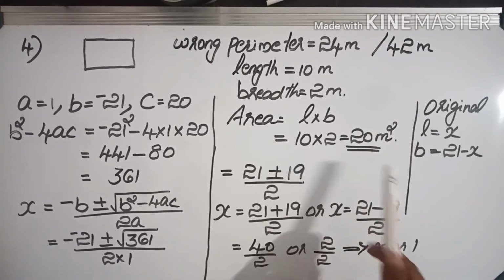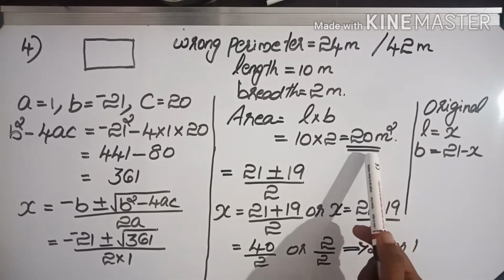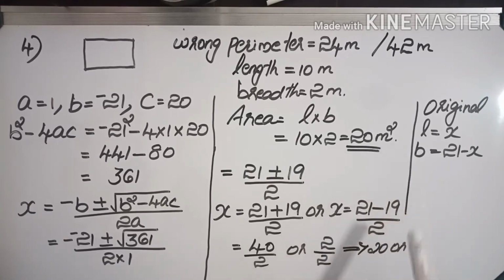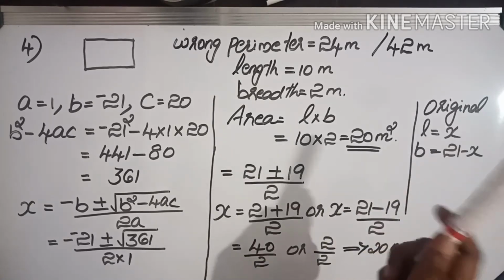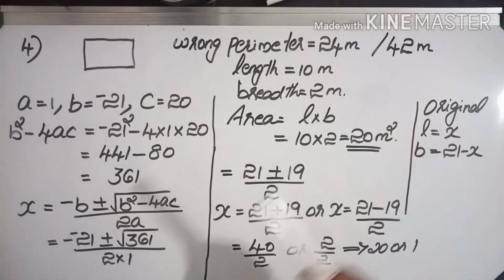Area is what? Length 20, breadth 1 means 20 into 1, length into breadth, 20 into 1 is 20. So we got the same answer, 20 meters square. So in the original rectangle with the perimeter 42 meters, length is 20 and breadth is 1.